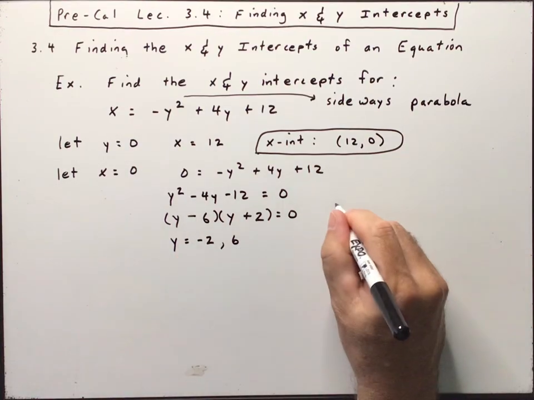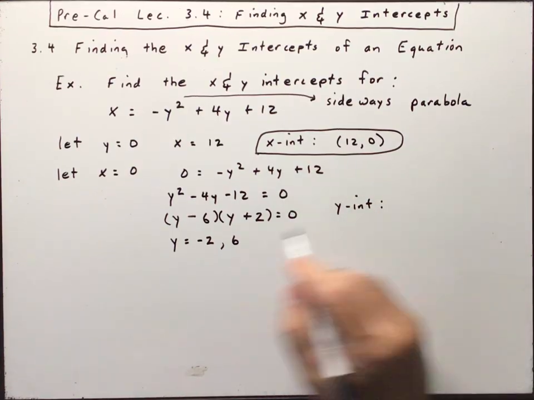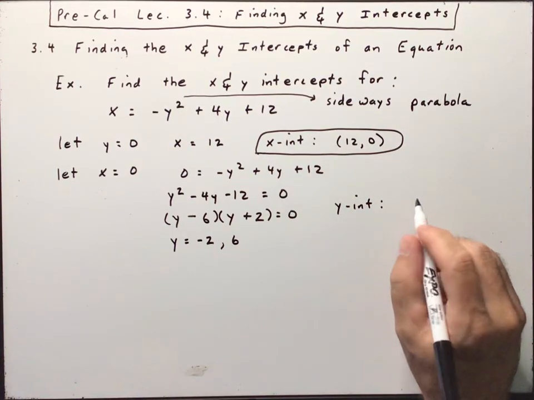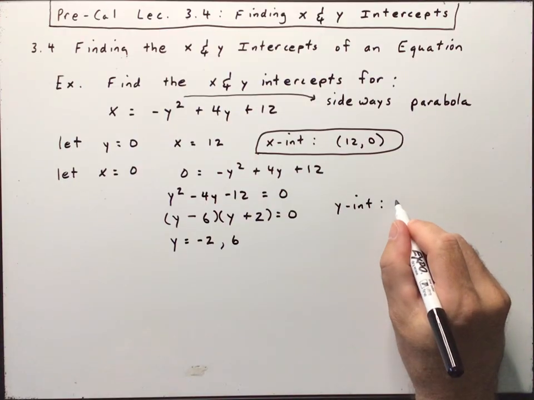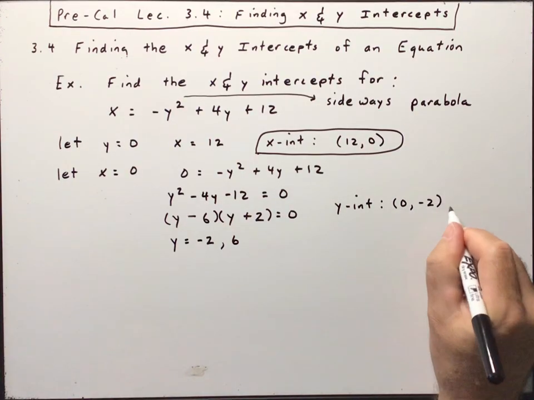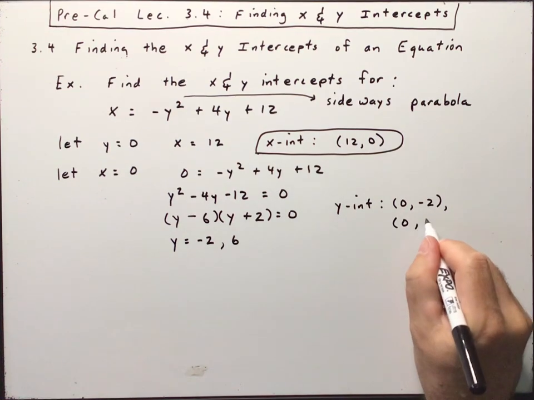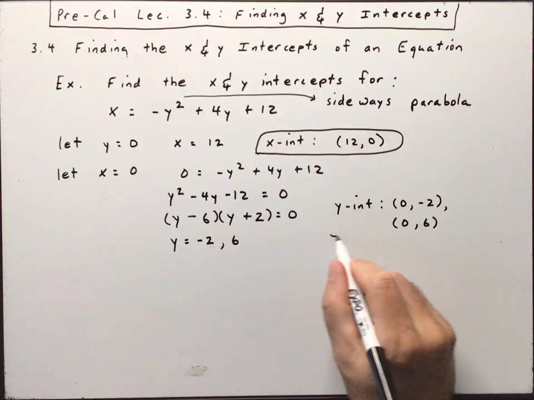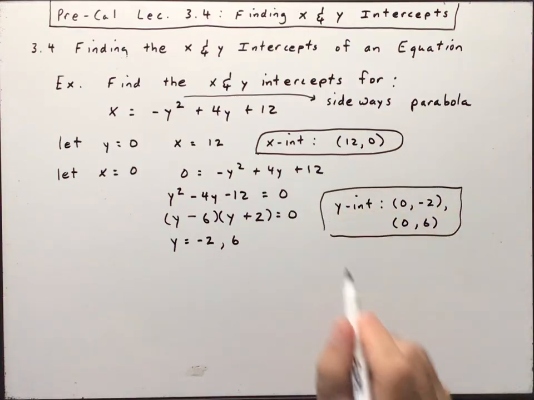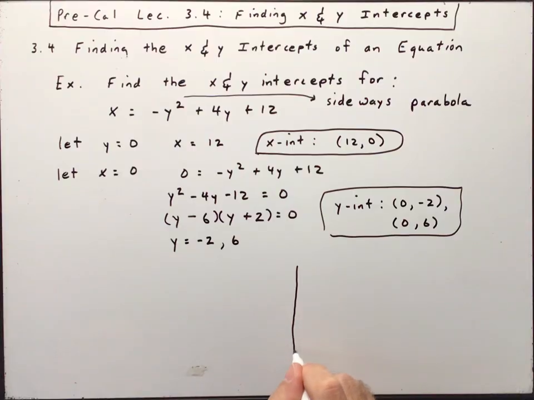So our y-intercepts are at the points, and I want you to list them in terms of a point. At the point (0, -2) and (0, 6). So let's see if we can use that information to sketch the graph.